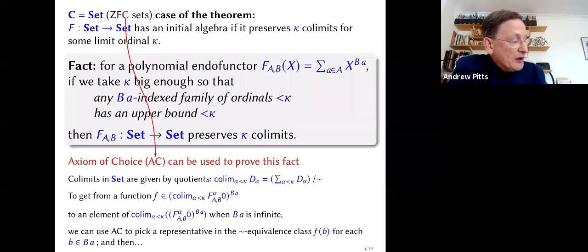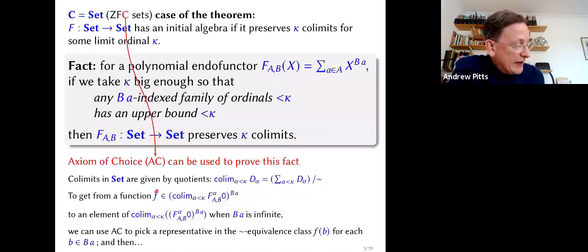And that can be done using the axiom of choice, because if you think about it, what are colimits in the category of sets? They are particular quotients by an equivalence relation of a disjoint union of things. I mean, if we have some diagram, then we form the colimit in the time-honored fashion. So if we're trying to see that the functor f preserves colimits, we'd be in the business of having a function from B of A into the colimit and trying to produce out of it something in the colimit of the diagram of functions. And how could we do that?